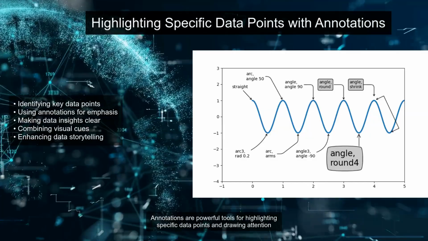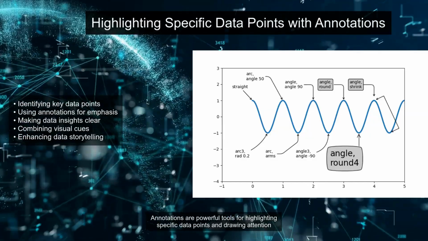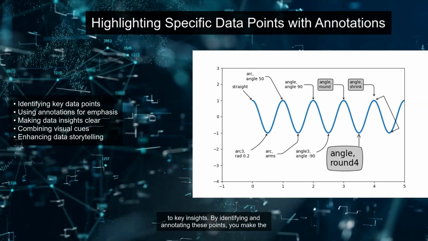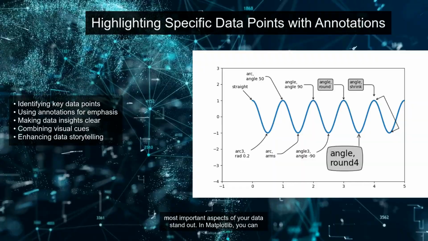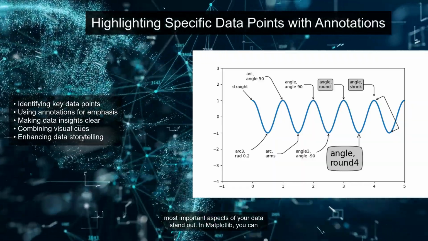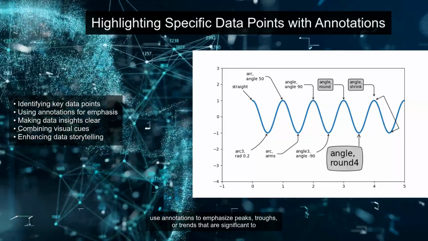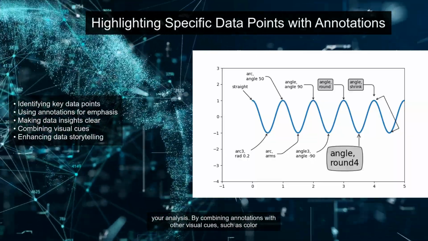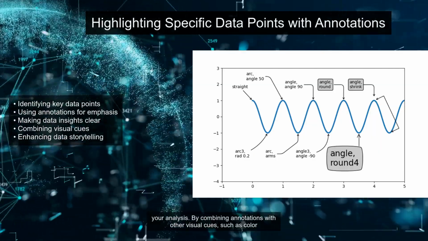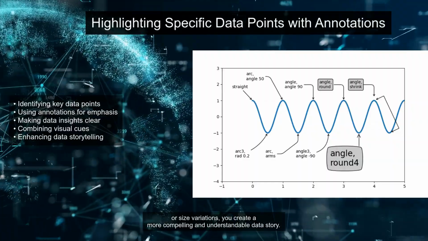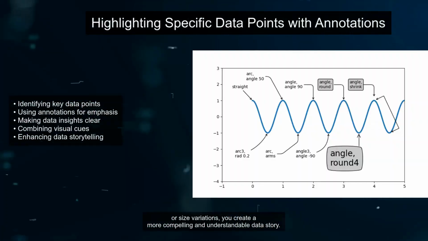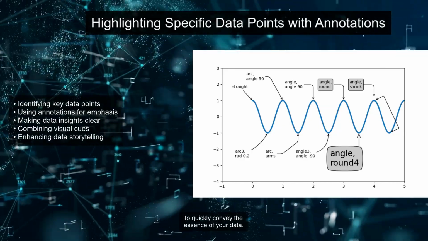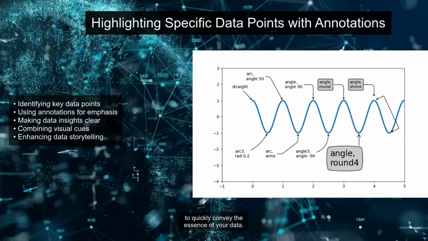Annotations are powerful tools for highlighting specific data points and drawing attention to key insights. By identifying and annotating these points, you make the most important aspects of your data stand out. In Matplotlib, you can use annotations to emphasize peaks, troughs, or trends that are significant to your analysis. By combining annotations with other visual cues, such as color or size variations, you create a more compelling and understandable data story. This approach is particularly effective in presentations or reports where you need to quickly convey the essence of your data.